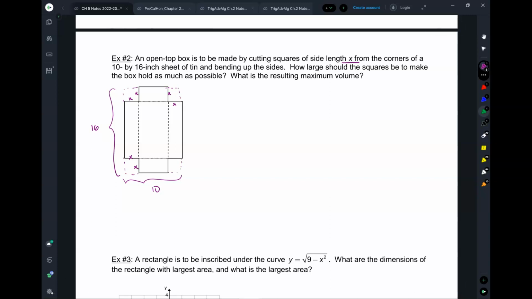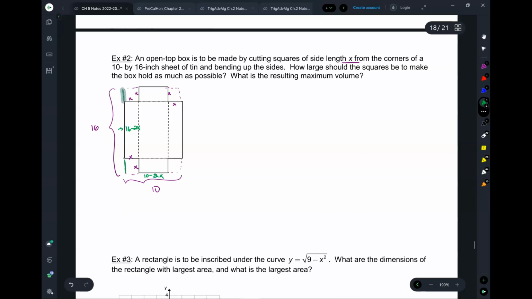So how much did we cut out from the initial 16? I cut out one x here and another x here. I cut out two x's, so now this became 16 minus 2x. And similarly, this was on the bottom, had an initial length of 10, now it became 10 minus 2x.